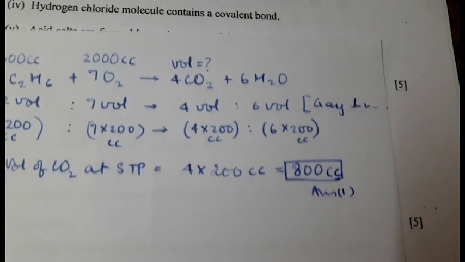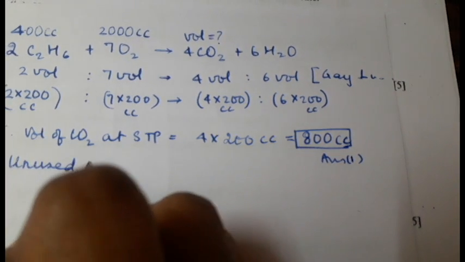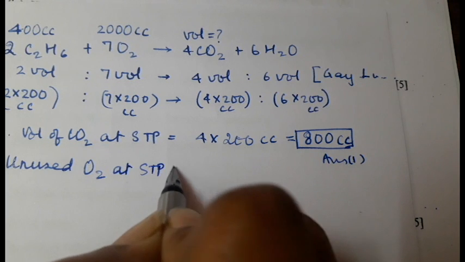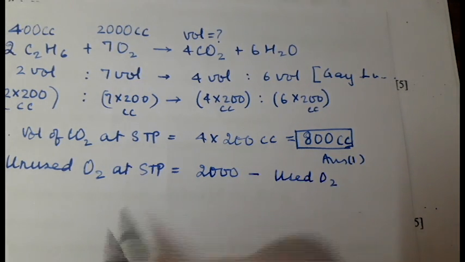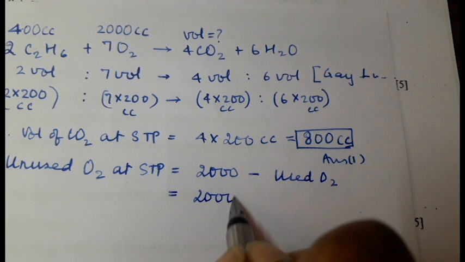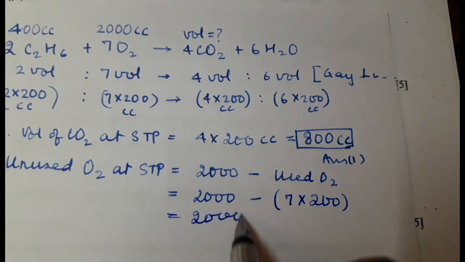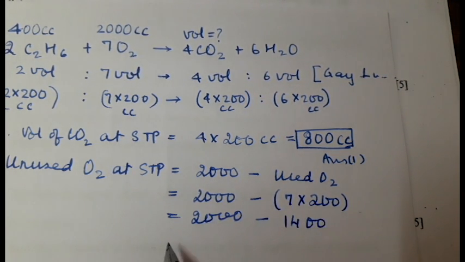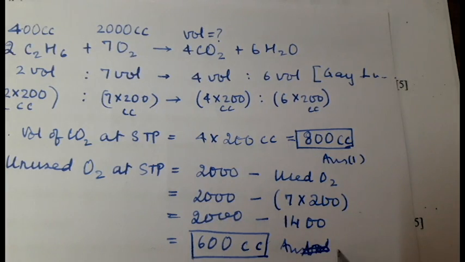Come to the unused oxygen. So now we come to unused oxygen at STP, which will be 2000 minus used oxygen, which means it will be 2000 minus 7 into 200, which is 2000 minus 1400, which is going to be 600 cc. And that becomes your answer 2.